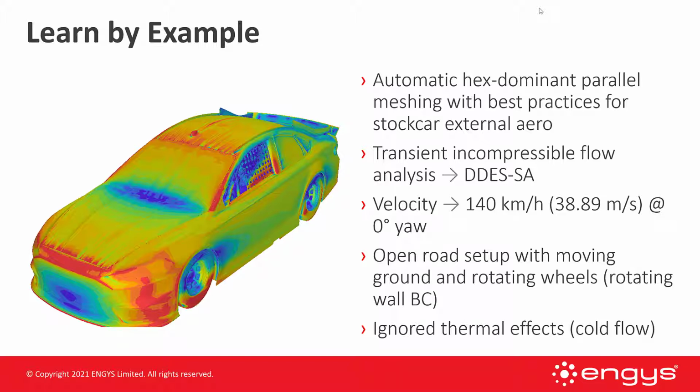For this particular case, it's an open road setup with moving ground and rotating wheels. And the wheels are going to use the standard wheel treatment inside of Elements. If you saw the other Learn by Example series, which I used GRF, that's a special wheel treatment. For this, because there's no grooves on the tire, we're just going to use a rotating wall boundary condition. And for simplicity, because we're not going to actually care about the underhood thermal effects, we're going to ignore thermal, and this is going to be a cold flow experiment.